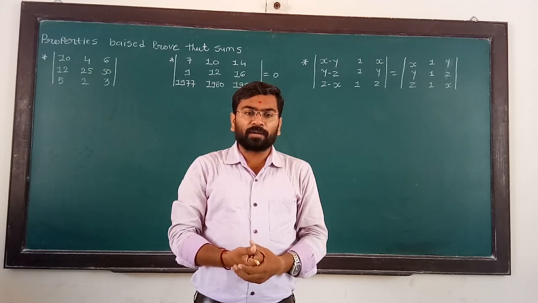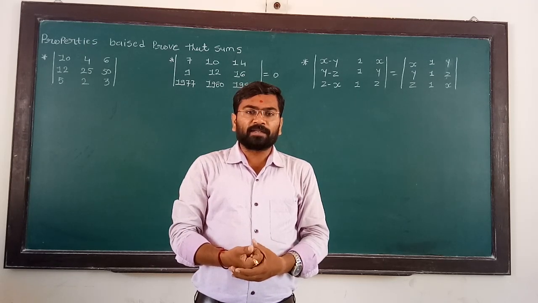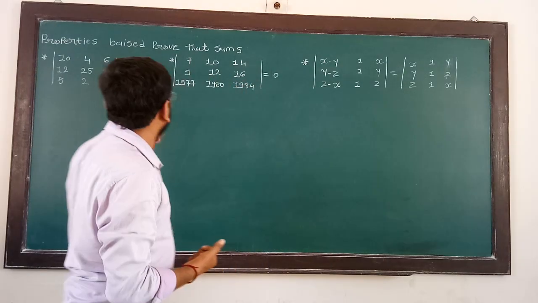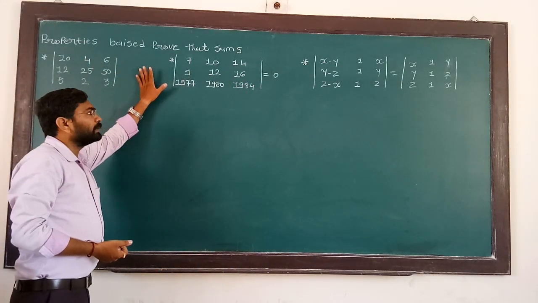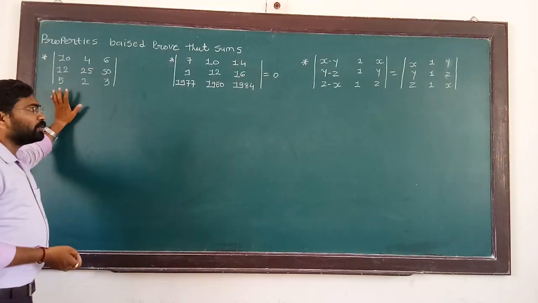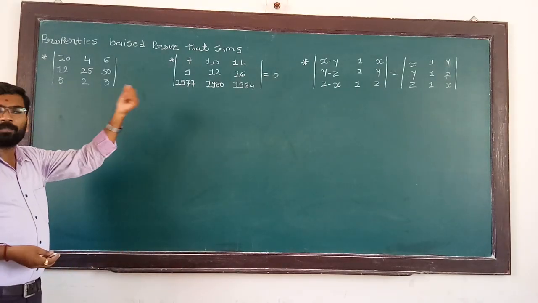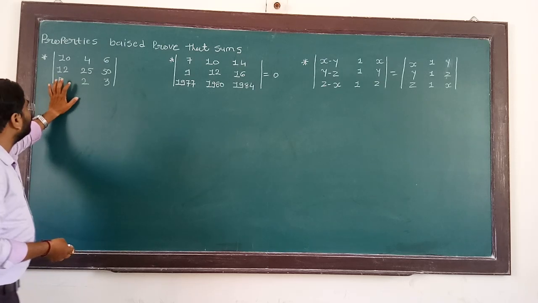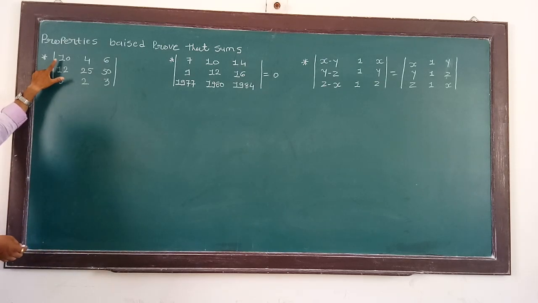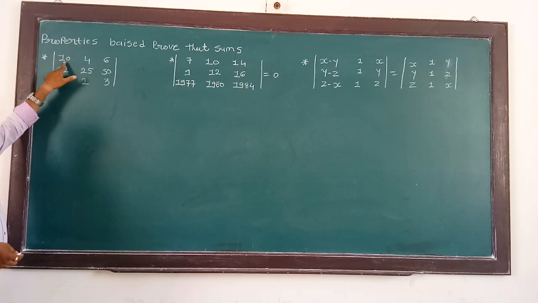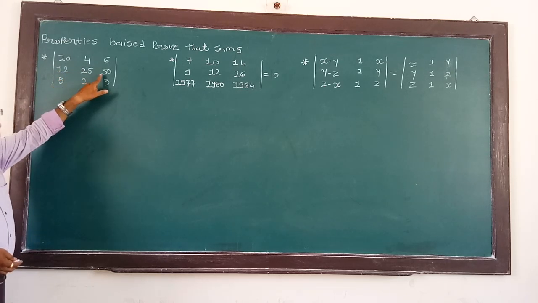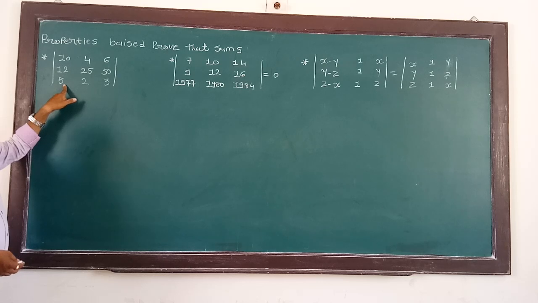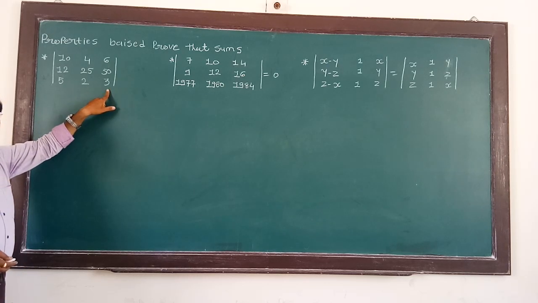Today we are going to learn proved sums based on properties. The title is property based proved sum. In the first session, we are going to learn three different property based sums. Start with the first one: here in the determinant, 10, 4 and 6; 12, 50, 25 and 50; 5, 2 and 3 is given.